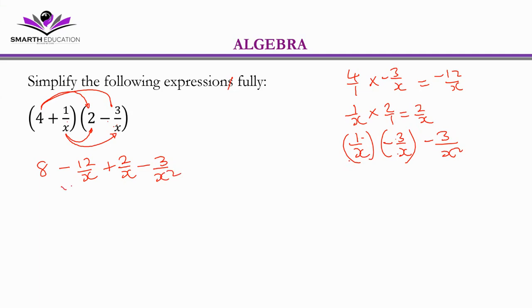And then these are like terms. These two are like terms. We can simplify them. The denominators are the same. So we can say negative 12 plus 2, which is negative 10. So we have 8 minus 10 over x minus 3 over x squared. So we've simplified the expression.